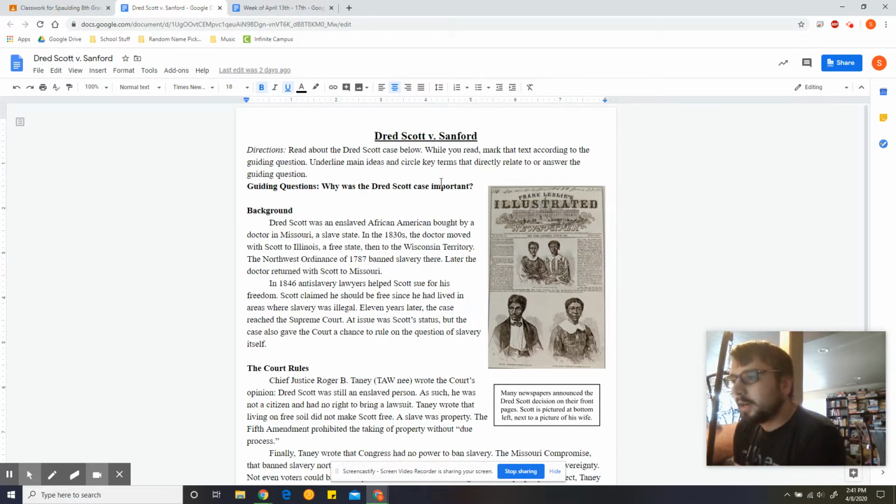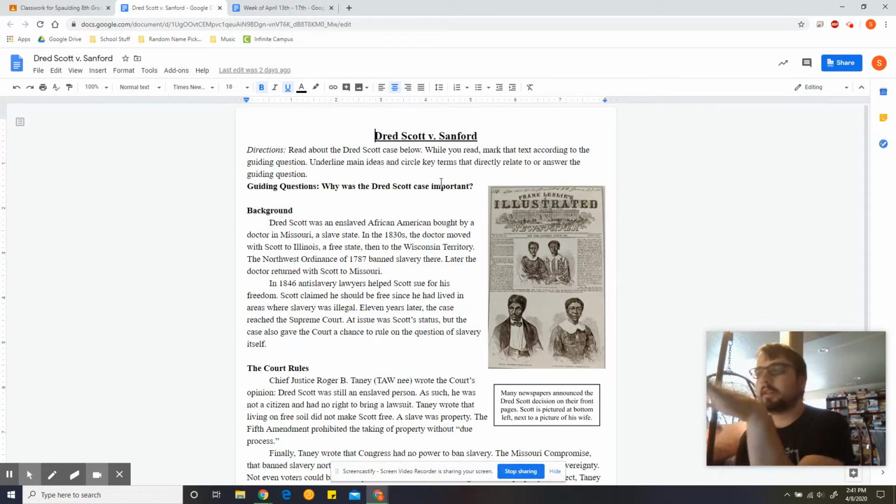All right, our directions for today. Read about the Dred Scott case below. While you read, mark the text according to the guiding question. Underline main ideas and circle key terms that directly relate to or answer the guiding question. Okay, so we are going to be marking the text. You guys can do that on the computer or on a piece of paper, okay?